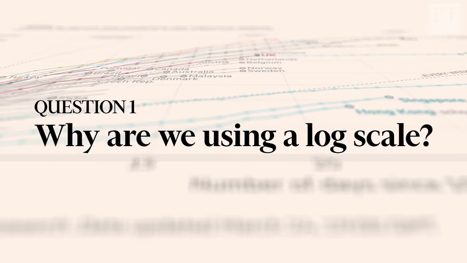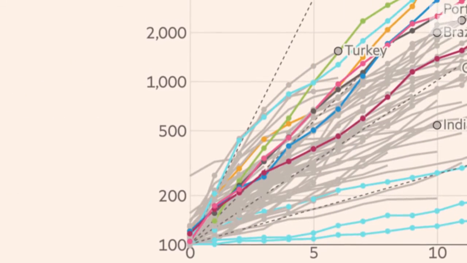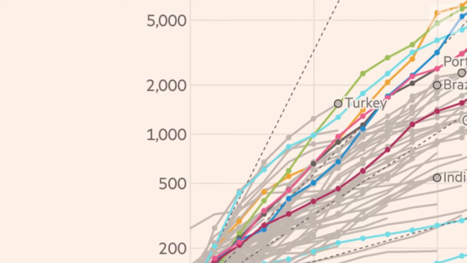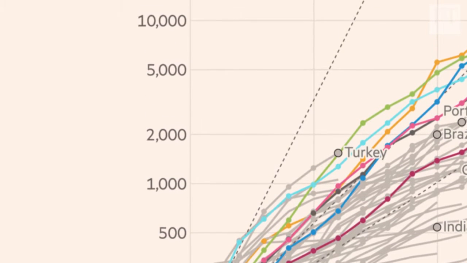Question number 1 is, why are we using a log scale, a logarithmic scale, on the y-axis, the vertical axis? Viruses spread exponentially. By that we mean it doesn't go from 1 person infected today, then 2, then 3, then 4. It's more like 1, then 2, then 4, then 8. It rises at an ever increasing, ever accelerating rate. And so the great thing about log scales is that they naturally take that into account. So instead of a line that looks a bit like a hockey stick and shoots up into the sky, you get a nice straight line.